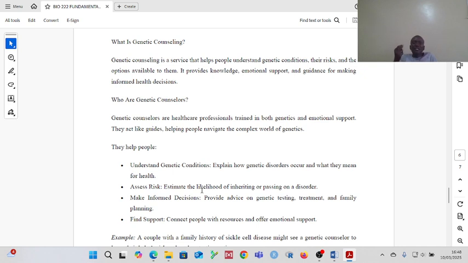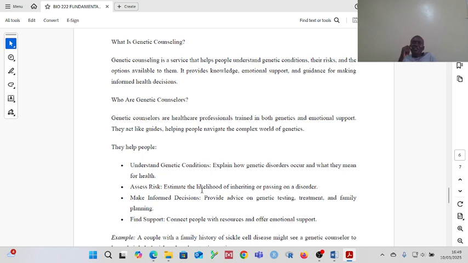So one, the genetic counselors help people to understand genetic conditions. They help people understand these genetic conditions because they explain how these conditions occur. So if you have, for example, Down syndrome, they will explain to you what Down syndrome is, how it occurs, and what it means for your health, or for the health of your child or any other person whom you've taken to seek counsel from these people.